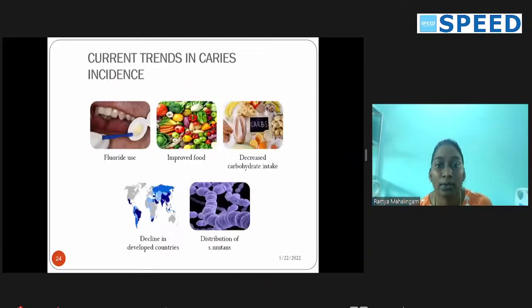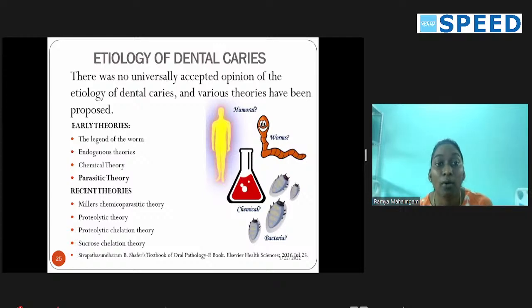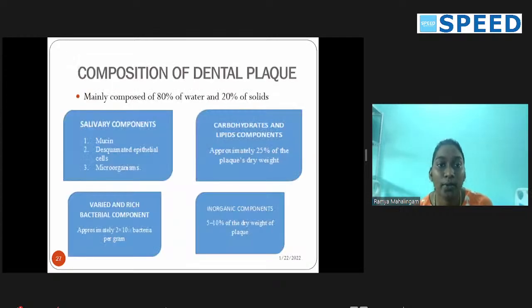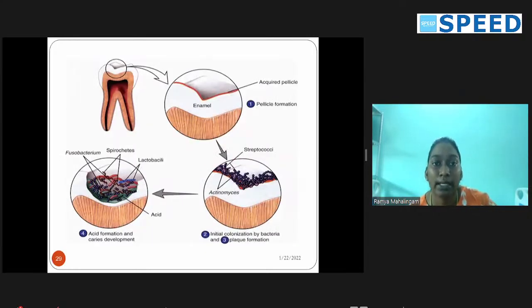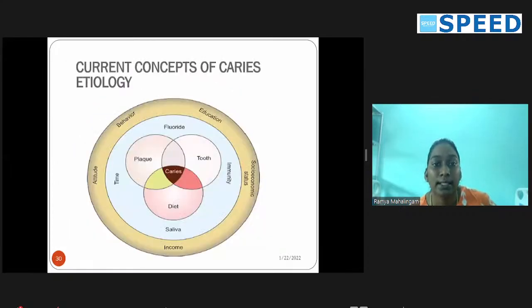Then dental caries. Everybody would be knowing about the theories. It's very important. Then we went on knowing about the demineralization and remineralization cycle. It's very important to know because it is also overlapping with conservative. Anything and everything about dental caries will overlap with conservative. So when you study this particular topic, have in mind that you're going to answer both a conservative as well as an oral pathology question. Then the recent trends. You have to know the recently added things: attitude, education, behavior, socioeconomic status, income.